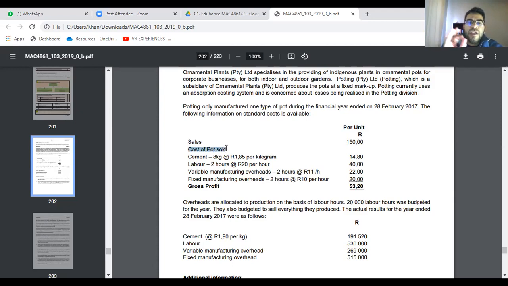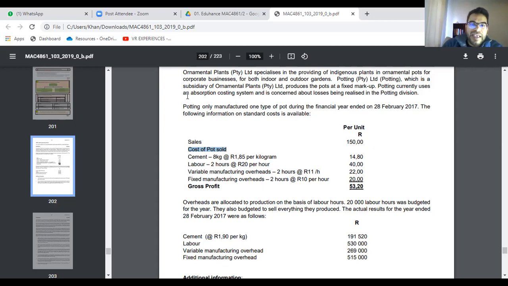So remember, what is the cost of a product? Direct material, direct labor, manufacturing overheads. Which manufacturing overheads? Manufacturing overheads is variable and fixed. Which of those are included depends on the costing system. If you're using the variable costing system, it will only be variable manufacturing overheads. But if it's an absorption costing system, it will be both variable and fixed.